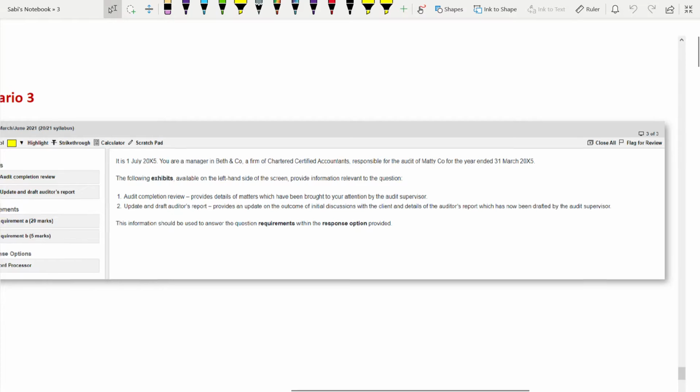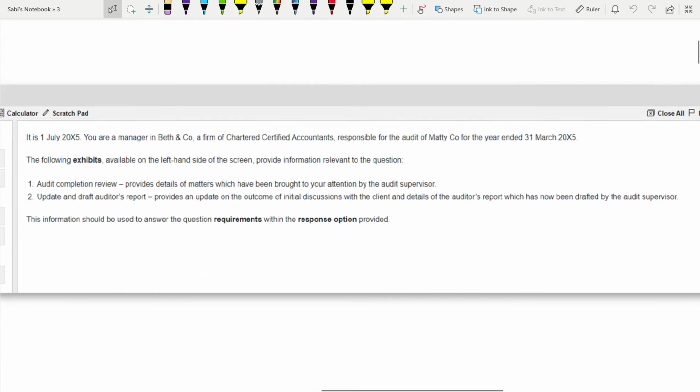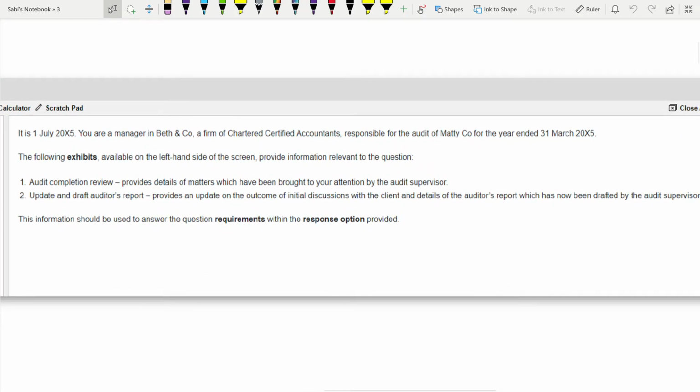Okay, so let us read the information that is there on the page given to us. It is 1st July 2005. You are the manager in Beth and Company, a firm of chartered certified accountants responsible for the audit of Matley Company for the year ended 31st March 2005. All this is always repeated, right? So you can quickly read it.